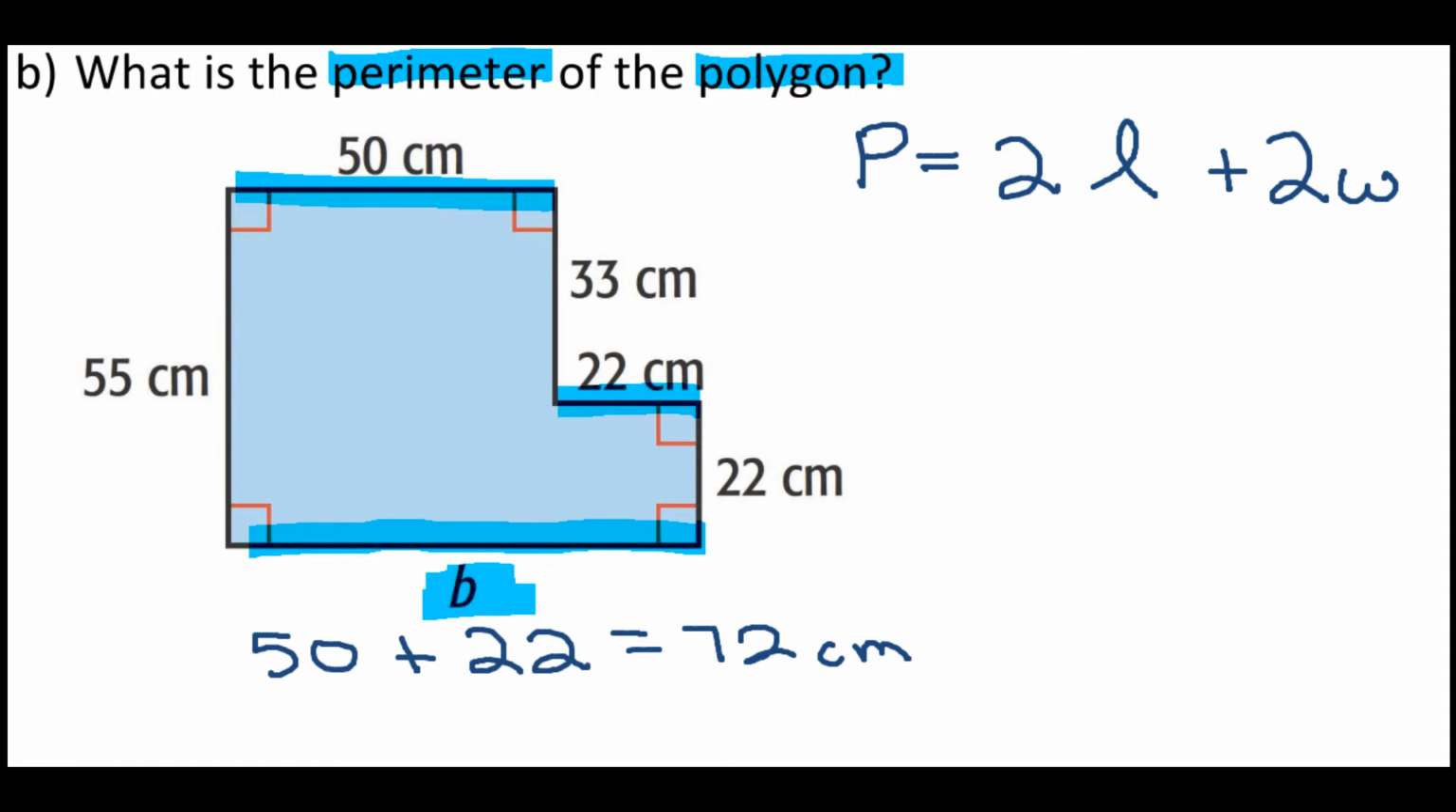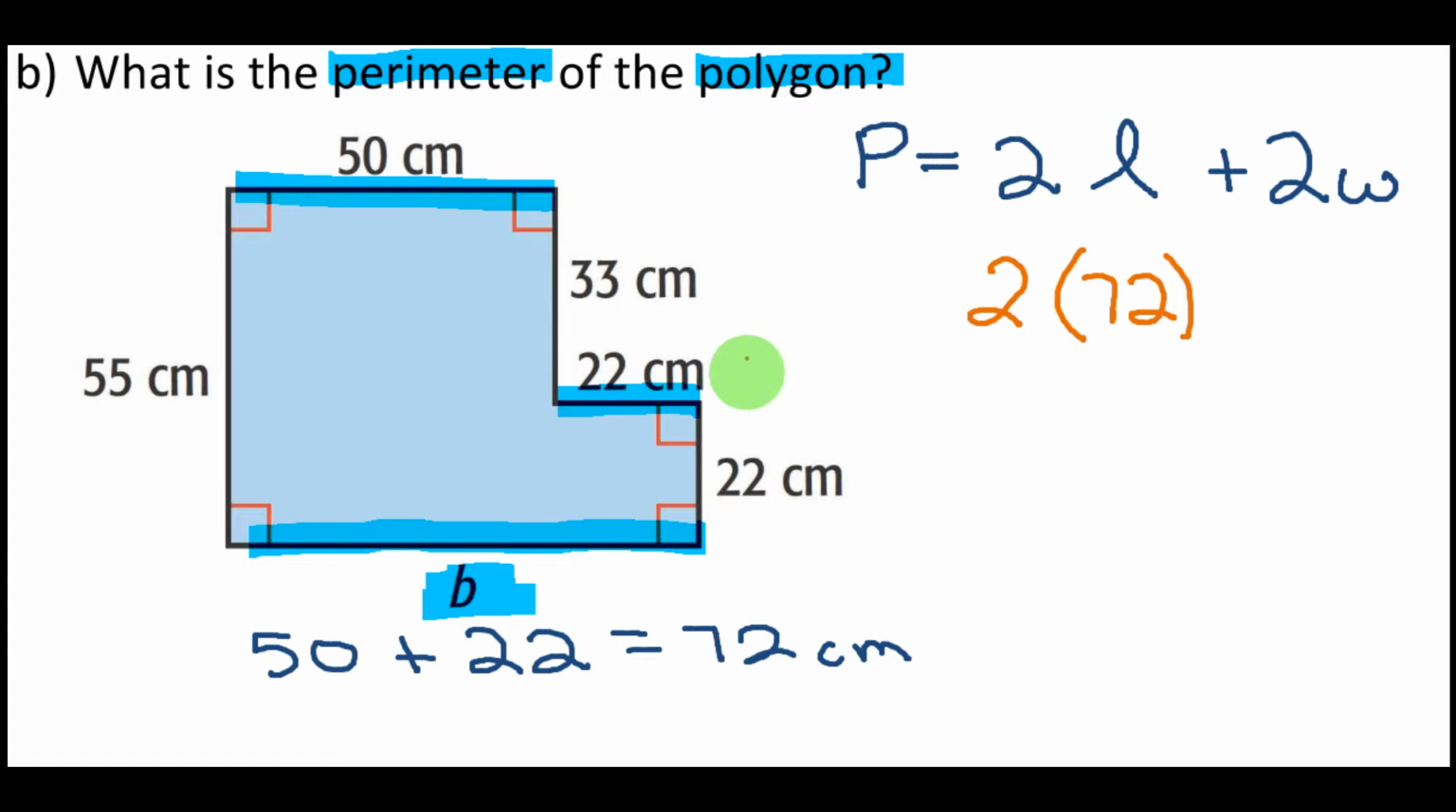So basically, all I have to do is double 72. Let's write that in real quick. So we have 2 times 72. Now I have two side lengths that have been taken care of. But what about the opposite side length, the width? I see one that's 55 centimeters in length and another that's 33 plus 22 centimeters in length.